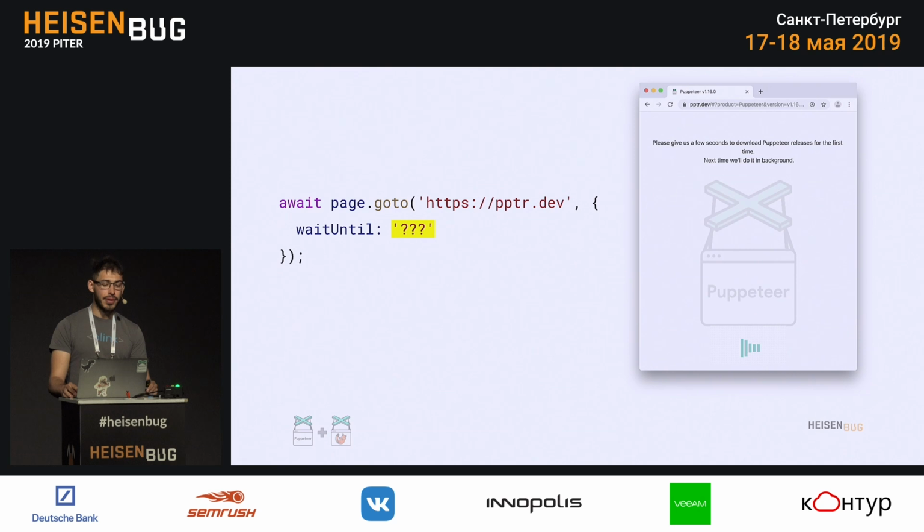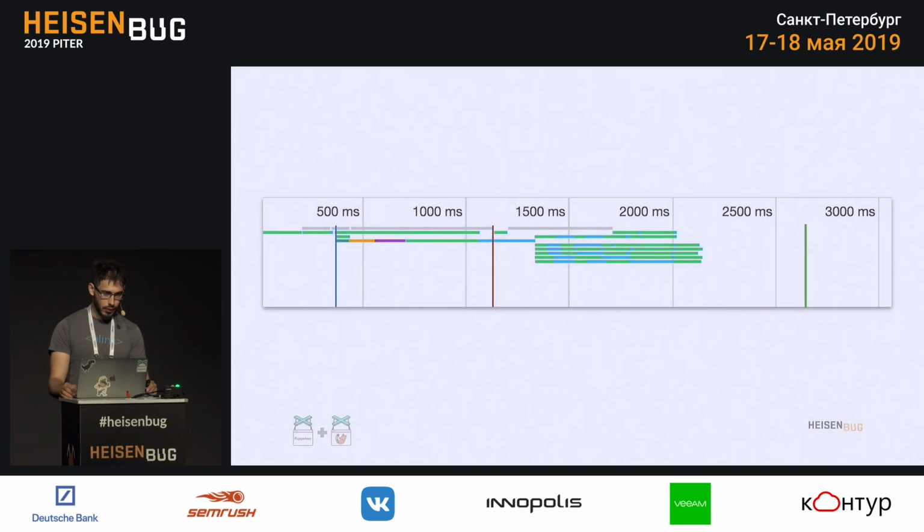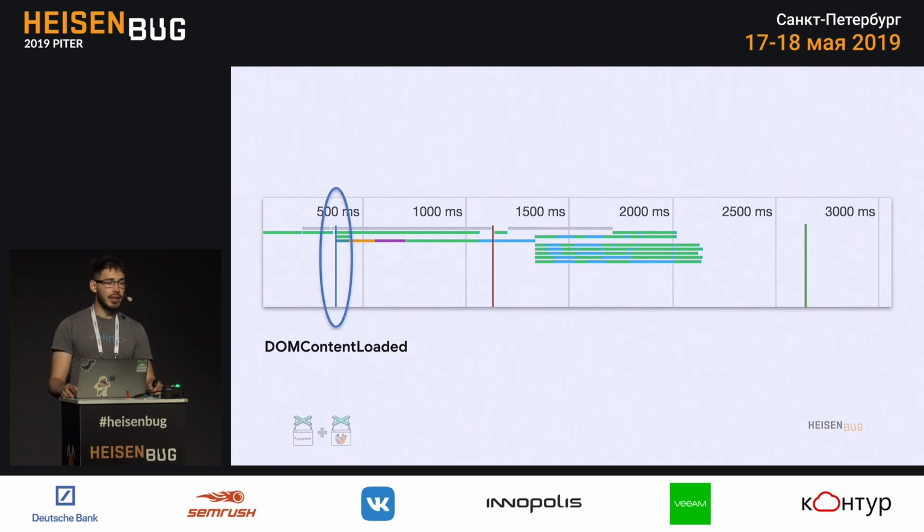So let's see what we can wait for. This chart shows you the network activity of puppeteer.dev loading. Time flows from left to right, and a few events are marked with vertical lines. Requests are these horizontal lines you see. The very first event is DOM content loaded. This happens whenever the browser fetches the main resource and parses all the HTML. You can wait for it with wait until DOM content loaded, but it is too early for our website.